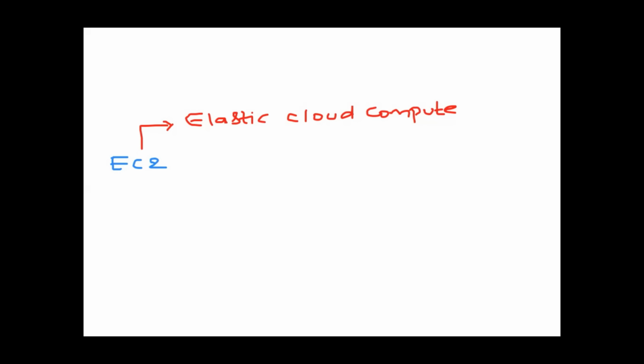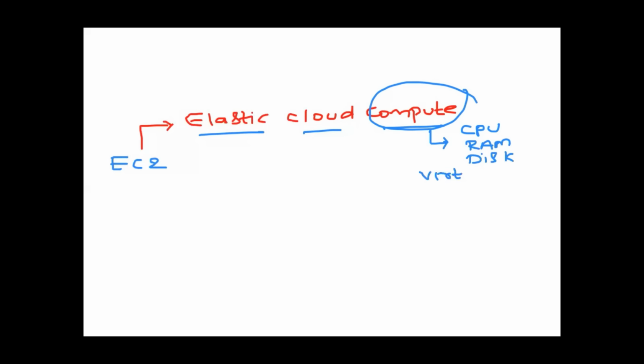So elastic cloud compute. Now there are three words in this, right? First one is elastic, cloud, and compute. The word compute means that you are requesting AWS to provide you a compute instance, which is a combination of CPU, RAM, and disk. So technically, you are asking AWS to provide a virtual server, right? So when you request AWS to give you an EC2 instance, what exactly are you requesting? You are requesting AWS to provide you a virtual server.